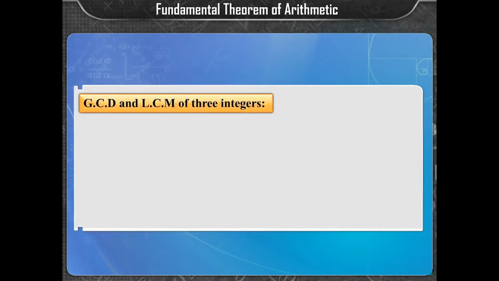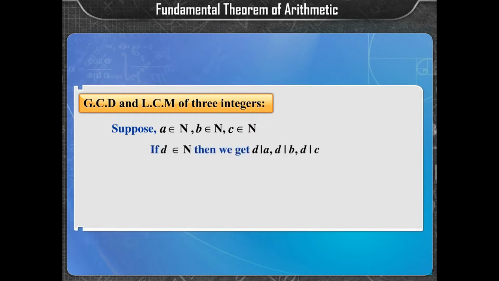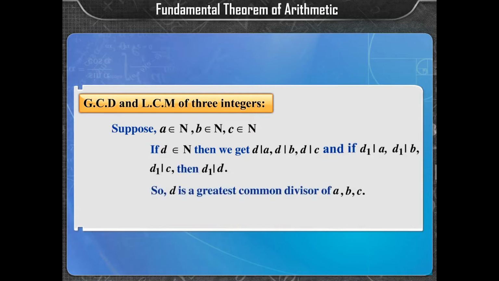GCD and LCM of three integers. Suppose A belongs to n, B belongs to n, C belongs to n. If D belongs to n, then we get D divides A, D divides B, D divides C, and if D1 divides A, D1 divides B, D1 divides C, then D1 divides D. So, D is the greatest common divisor of A, B, C. We denote it by D is equal to GCD of ABC.